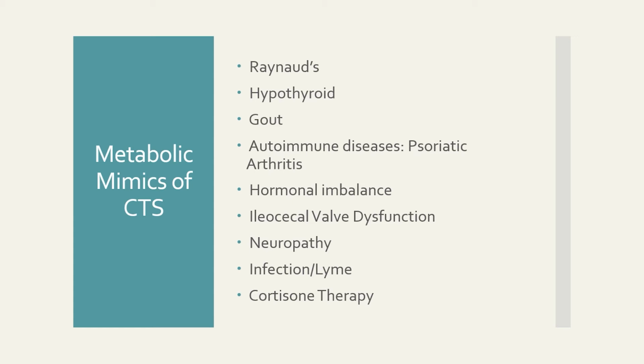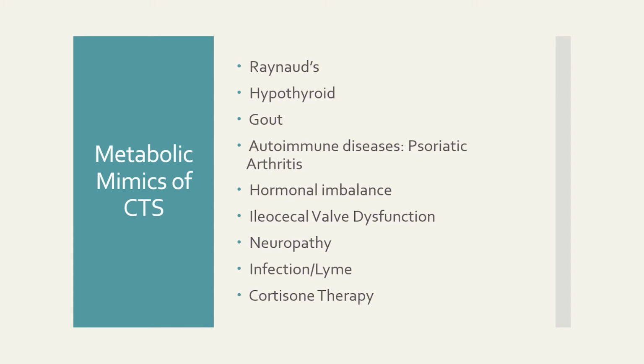Gout is classically thought of when it comes to the big toe, but gout can affect other joints, the wrist being one of them. Not super common, but it has to be in your differential diagnosis. Again, I touched on before, autoimmune disorders like psoriatic arthritis will cause it. Changes in hormone balance, especially for the ladies when we have an estrogen dominance. Again, it goes back to similar to the thyroid. We have a tendency to be edematous. We hold more fluid, which causes compression.